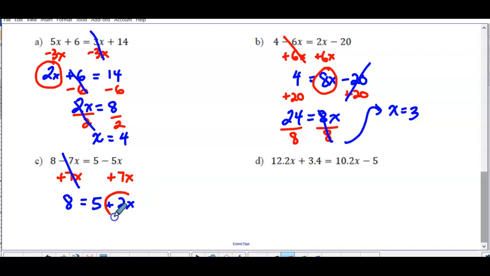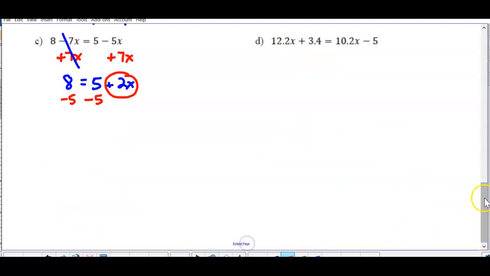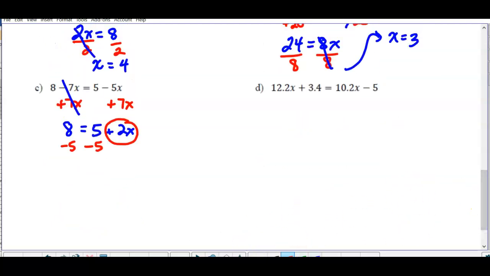Then I want to get this term by itself, so I'm going to subtract 5 from both sides. I'm just going to expand this a little bit. And then here, that goes to 0. 8 minus 5 is 3, equals 2x. And then I've got to divide by 2, both sides. And notice how I can't simplify that.